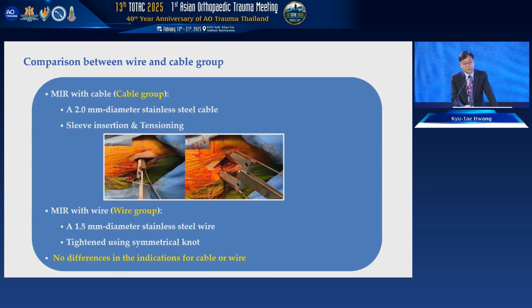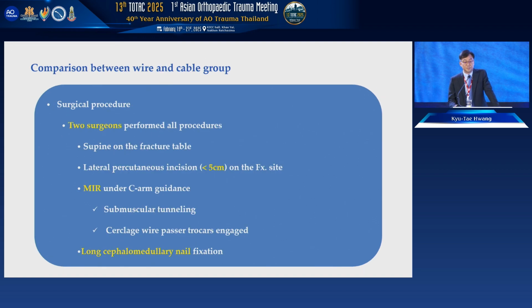We performed a comparison study between the wire and cable groups in subtrochanteric fracture. There were no differences in the indication for the cable or wire group. The operation was performed by two surgeons. The patient was placed in supine position on the fracture table, and a lateral percutaneous incision and submuscular tunneling were made. And finally, a long CM nail was inserted.